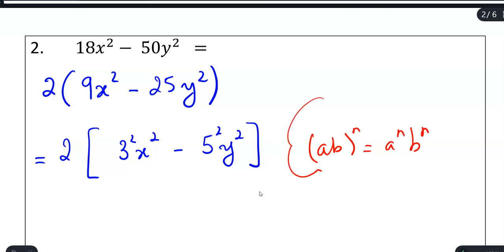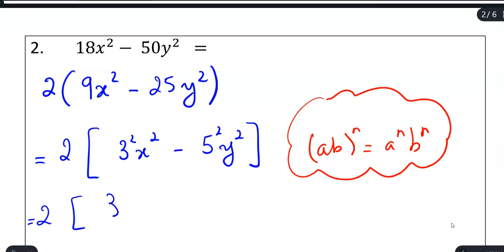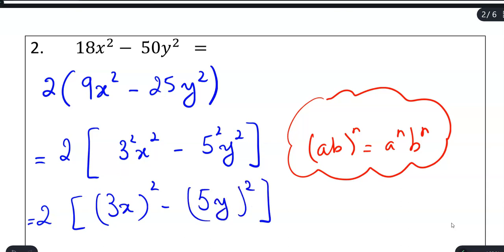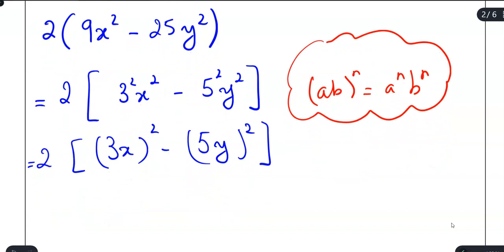Okay, so if you have two different bases, but they both raise to the same exponent, you can combine them to make just one exponent. So in this case, I will write it as 3x, all of it square, subtract 5y, all of it square. So now I can apply the formulas of the difference of square.